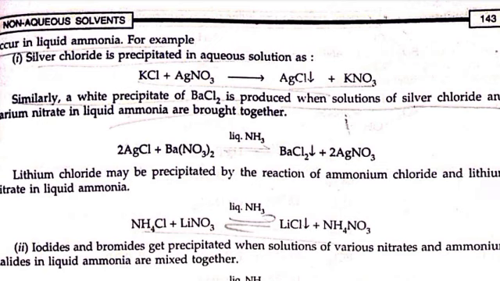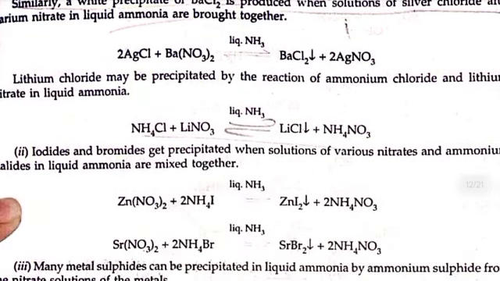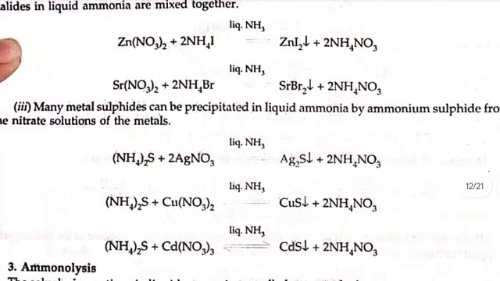For example, silver chloride is precipitated in aqueous solution. Similarly, a white precipitate of silver chloride is produced when solutions of barium chloride and silver nitrate in liquid ammonia are brought together. Lithium chloride may be precipitated by the reaction of ammonium chloride and lithium nitrate in liquid ammonia. Iodides and bromides get precipitated when solutions of various nitrates and ammonium halides in liquid ammonia are mixed together. Many metal sulfides can be precipitated in liquid ammonia by ammonium sulfide from the nitrate solutions of the metals.